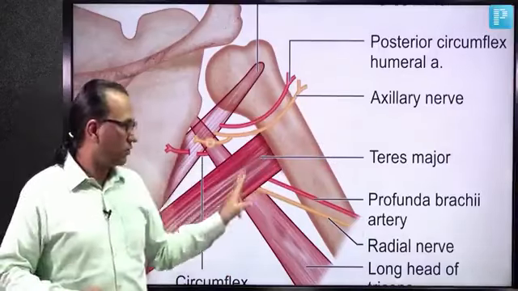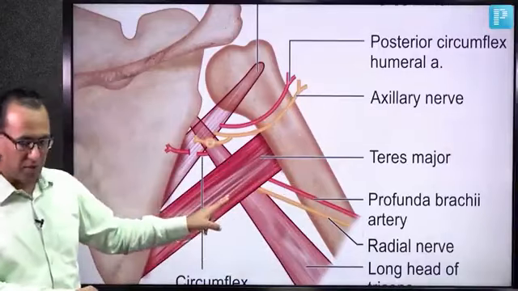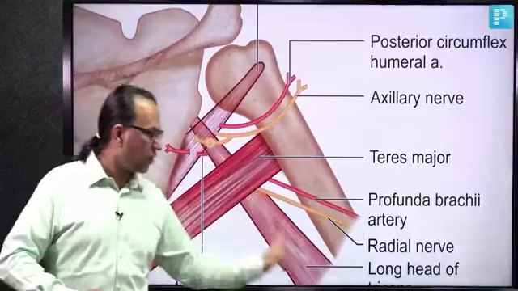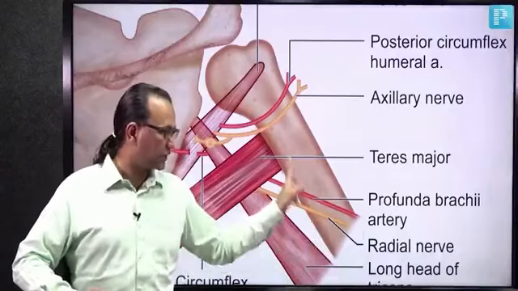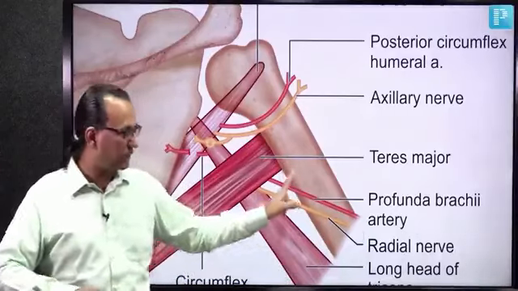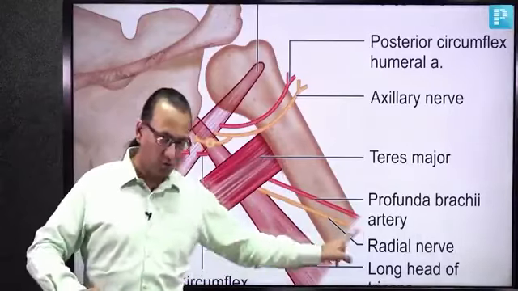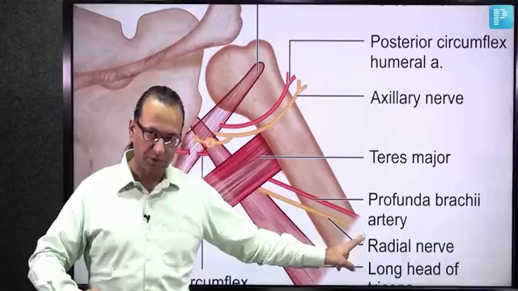When it comes to the lower triangular space, you'll find that we have the boundary by the teres major muscle superiorly, medially the long head of the triceps, and laterally the shaft of the humerus. The contents are the radial nerve passing through the lower triangular space towards the radial groove, which is behind the mid-shaft of the humerus.